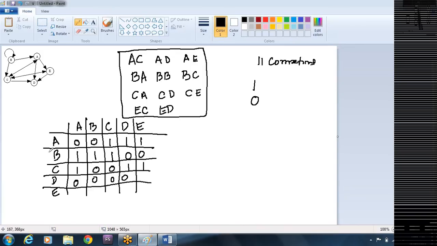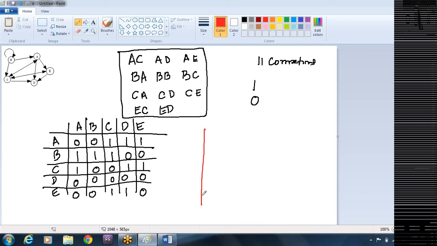Is D connected to anything in this diagram? No, so that's why you get all zeros. Now what about E? Is E connected to A? In this finding, what we found is it is not. E is connected to B? No. E is connected to C? Yes. E is connected to D? Yes. E is connected to E? No.